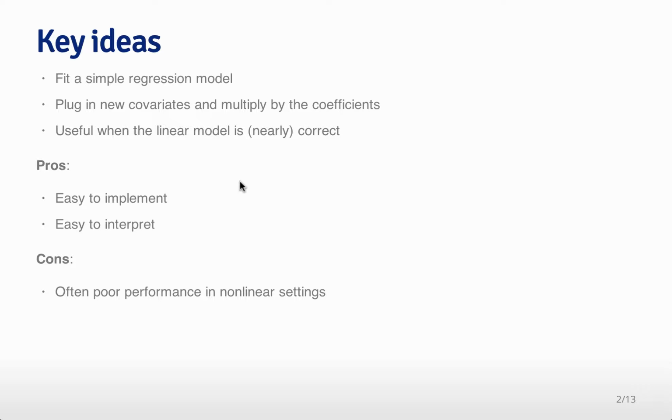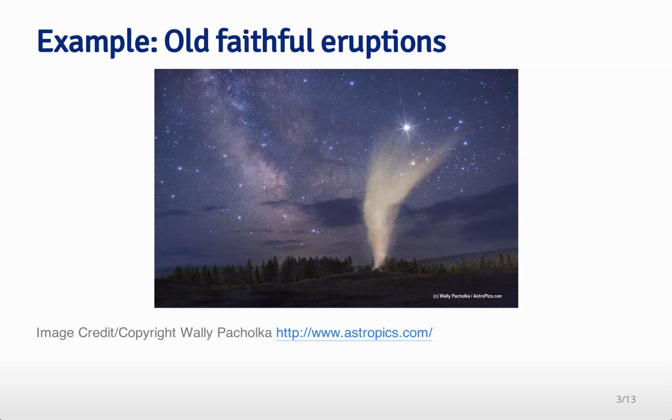This is useful when that linear model is nearly correct. In other words, when the relationship between the variables can be modeled in a linear way, as a function of lines, then this is a useful way to predict. It's very easy to implement. It's also quite easy to interpret compared to many machine learning algorithms, in the sense that you're fitting a set of lines to a data set, and the lines are relatively easy to interpret. It can have poor performance in nonlinear settings, so it's usually used in combination with other machine learning algorithms on complicated examples.